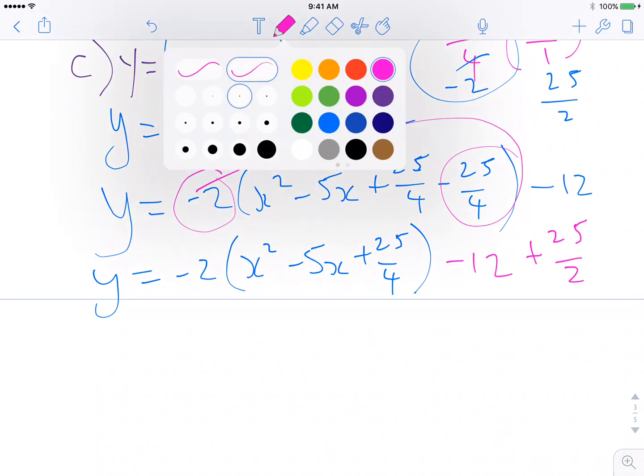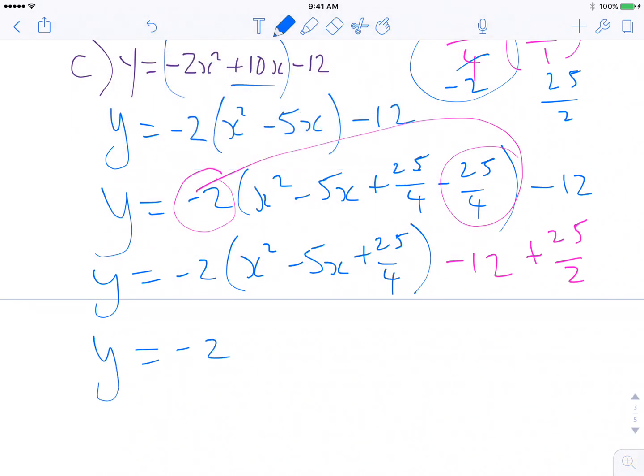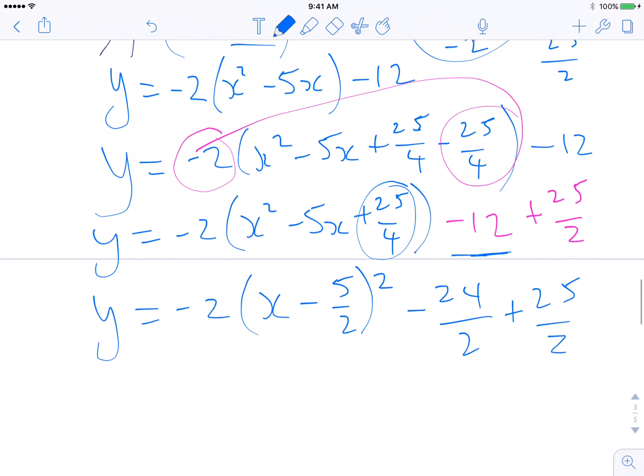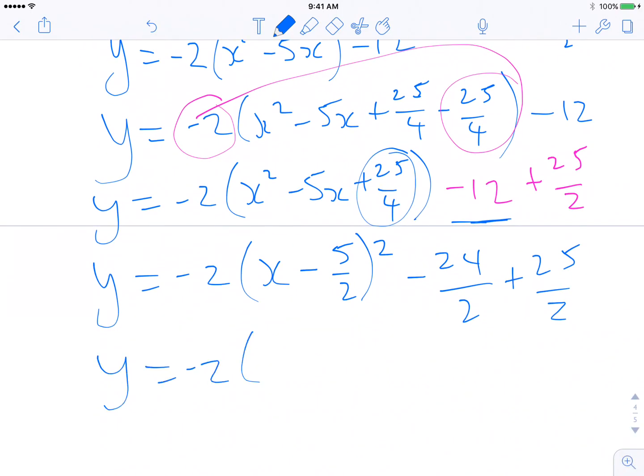Now we write y equals negative 2. We're going to simplify this so we know that's x. In this case, we need to have negative 5 over 2 because that's the square root of 25 over 4 squared. And negative 12 needs to have a common denominator, which will be 2. So we have negative 24 over 2 plus 25 over 2. y equals negative 2, x minus 5 over 2 squared. Let's fix that. And negative 24 plus 25 is positive 1/2.